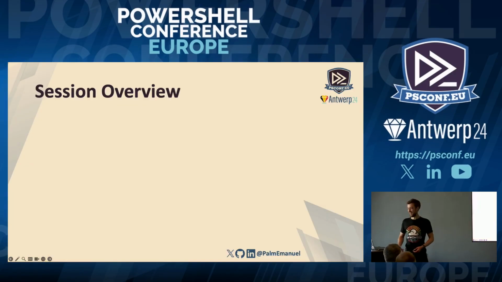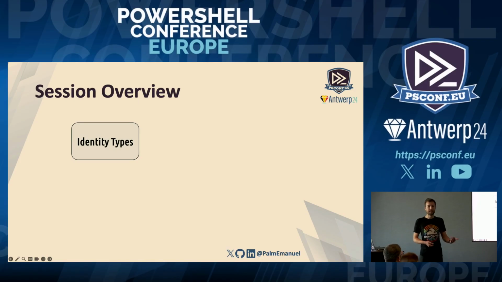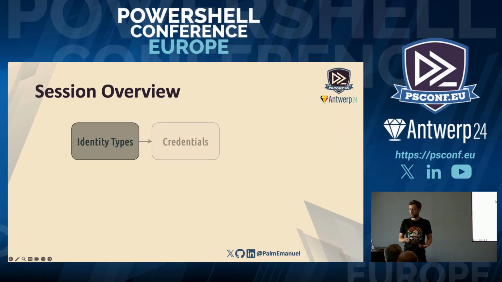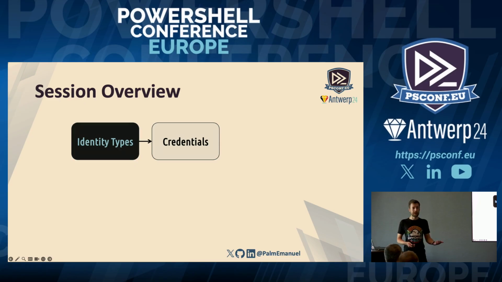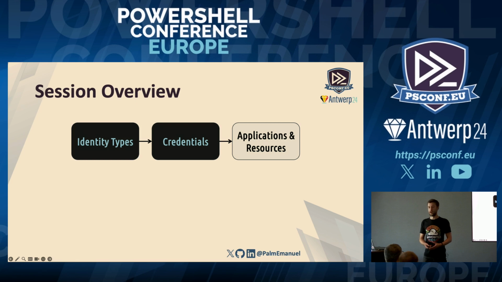Welcome to this session. We're going to talk a little bit about identity types. We have a double session in front of us, so we're going to cover most aspects of Azure authentication. What types do we have in Azure? We're going to talk about the credentials that we have, client secrets, certificates, and more. We have applications and resources in the auth sense, so APIs in Azure.